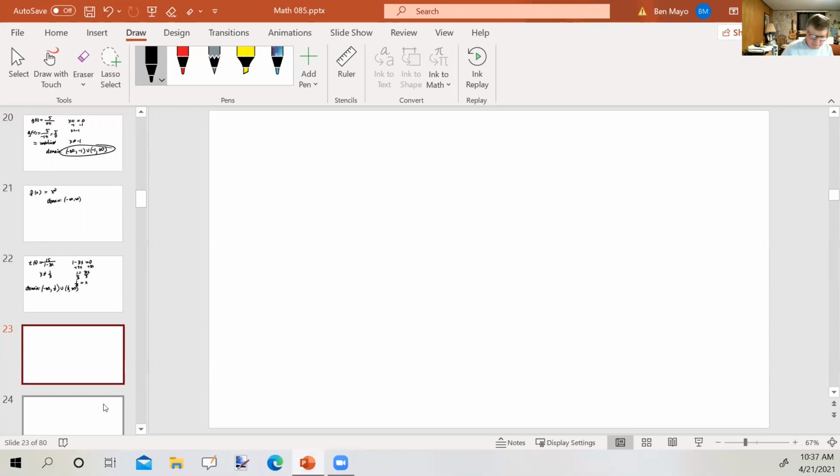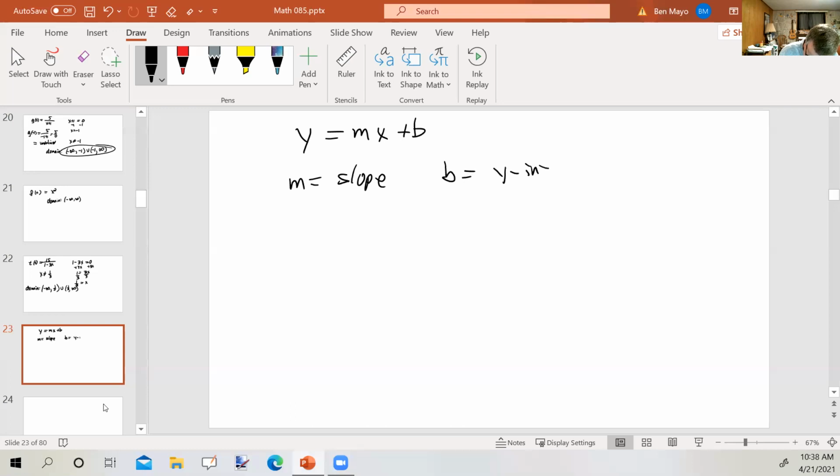Anyway, there is a form called slope-intercept form. y equals mx plus b, where m is the slope of the line and b is the y-intercept, where the graph cuts through the y-axis. All right. So let's say we have the following function.